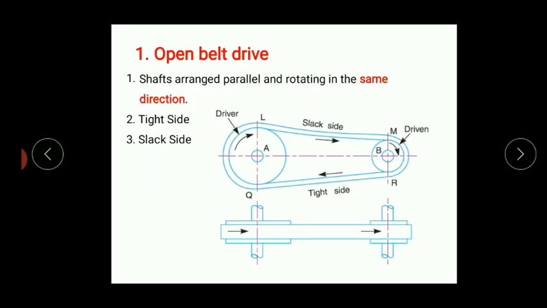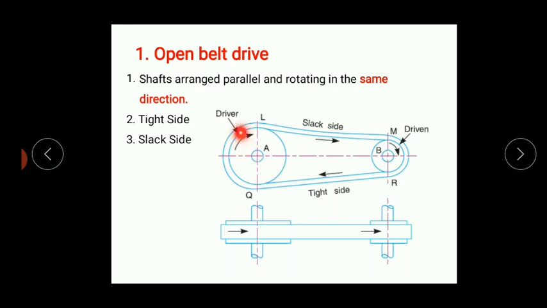Open belt drive. In the case of the open belt drive, we can see here in the figure that the tight side is on the lower side and the slack side is on the upper side. So what is the tight side and what is the slack side? The driving pulley, you can see here, pulls the belt from one side and releases the belt on the other side. The side on which it is pulling the belt will get tightened up, or the tension on that side is increased. That's why this is called the tight side.